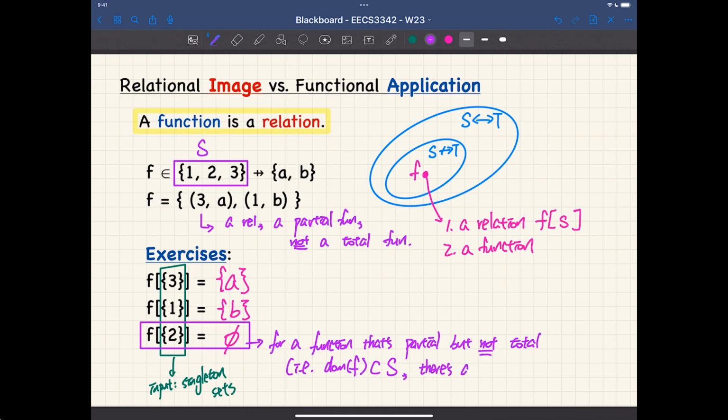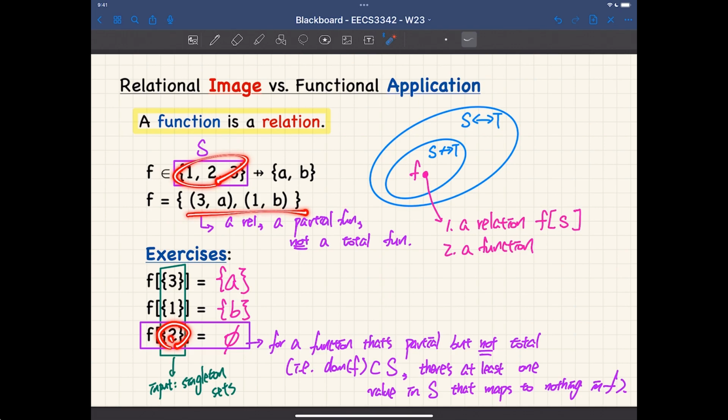There is at least one value in S that maps to nothing in F. Right? For example, you can see this is one value 2 that's in S, but somehow it does not map to any value according to this relation or this function here. Right? That's what I'm saying here. All right?